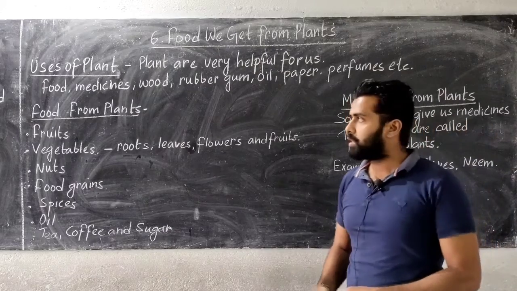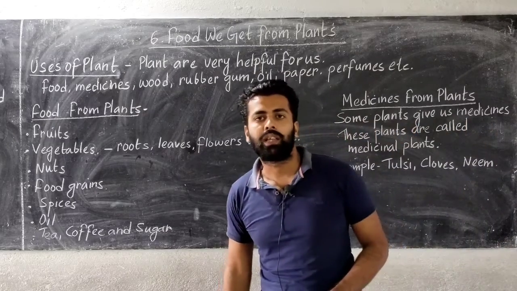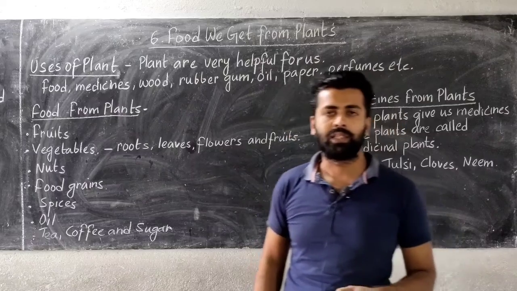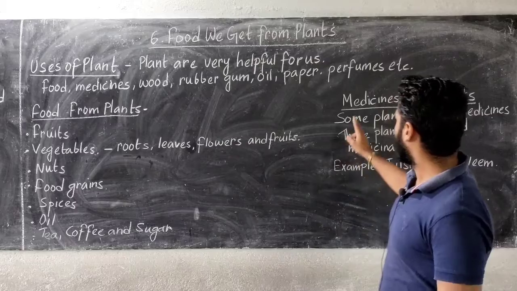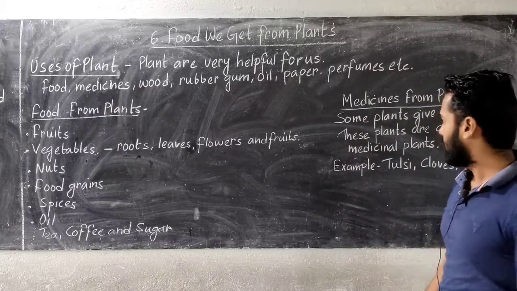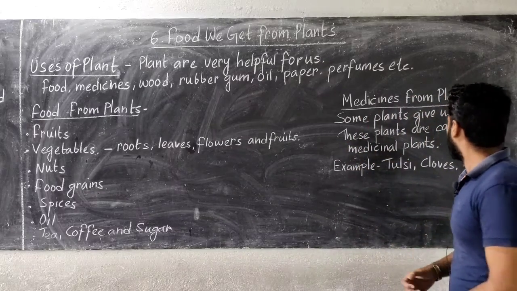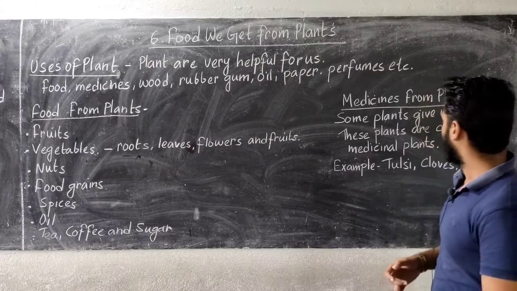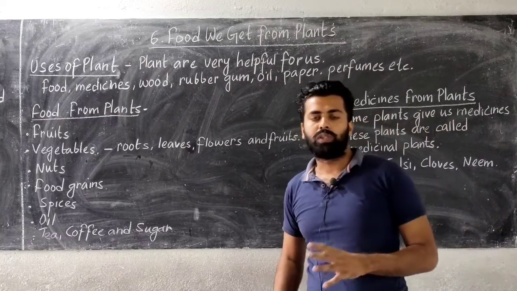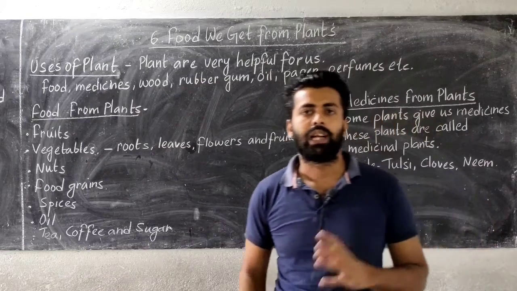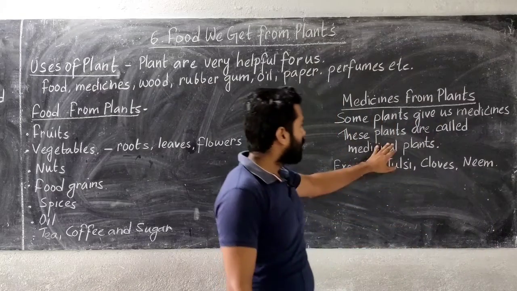So students, as I told you before, we are getting many things from the plants, like food, medicines, then wood and rubber. So some of the medicines we are also getting from the plants. Some plants give us medicines, and these plants are called medicinal plants. Those plants which give you medicines are known as medicinal plants.